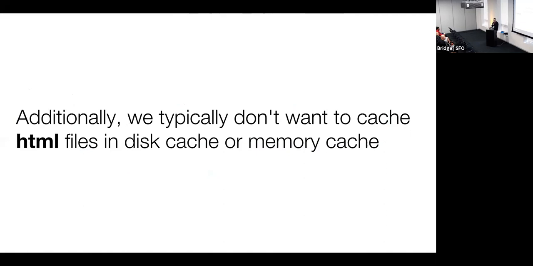Additionally, we often don't cache HTML files in disk cache or memory cache. And there's a good reason for that, because we need to know when something's changed. In modern web apps, HTML has the references to all the other resources and the hash names of all the other resources that we're going to load. If you do another build, you'll never pick up the new hash names because you just cached the HTML. It's still pointing back to the same thing.